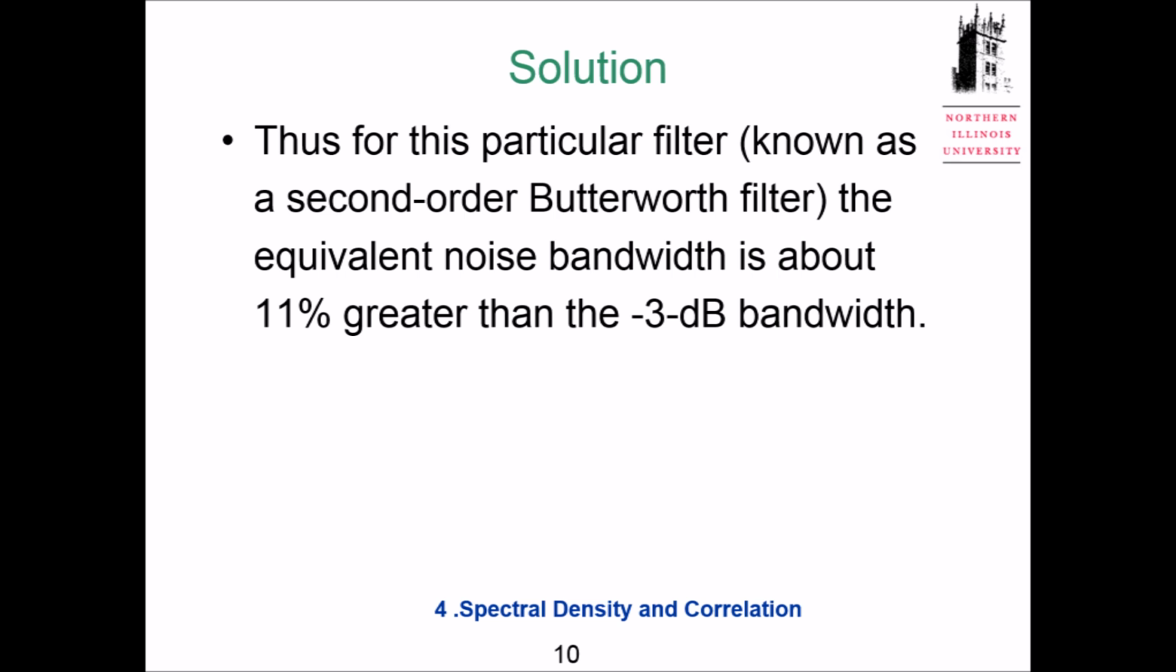Okay, and for this system known as the order Butler's filter, the equivalent noise bandwidth is around 11% bigger compared with the minus 3 dB bandwidth. Okay, so this is the last example we show in chapter 4. Last example from our textbook.